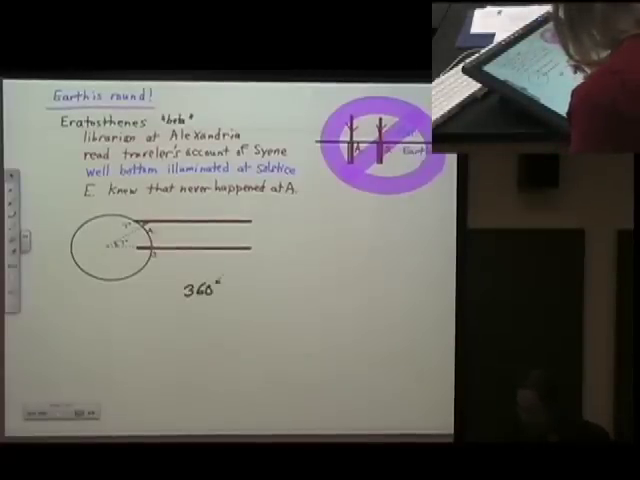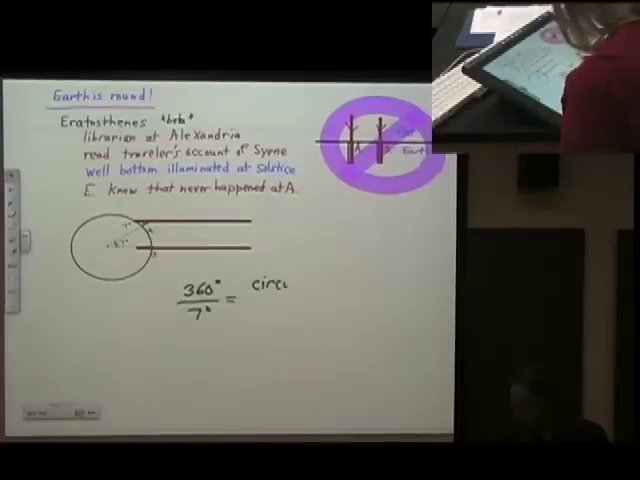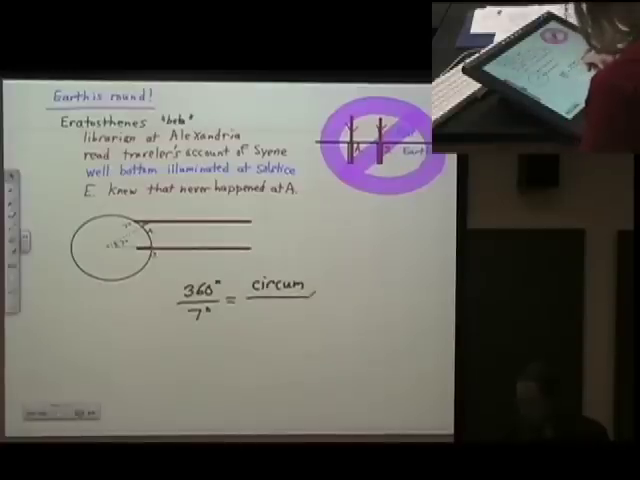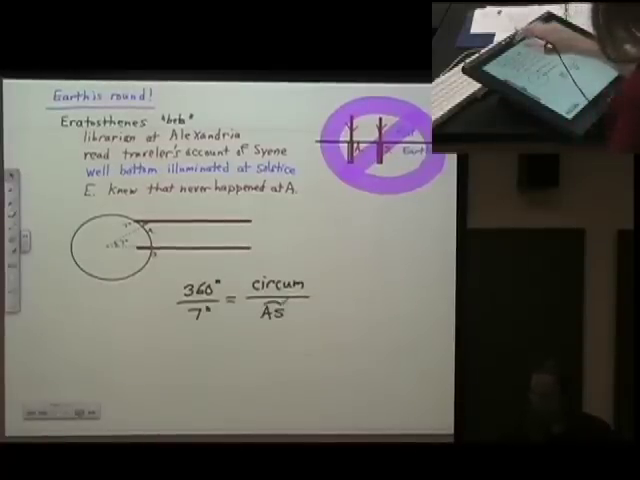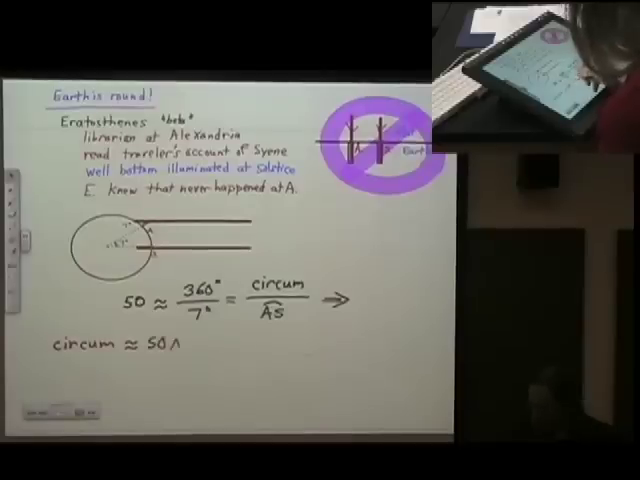360 degrees is to 7 degrees as the total circumference of the Earth is to the distance between Alexandria and Syene. Now, to keep the math simple, 360 divided by 7 is approximately 50. So what we've got here is the fact that the circumference of the Earth, this is pretty amazing already, is approximately 50 times the distance between Alexandria and Syene.